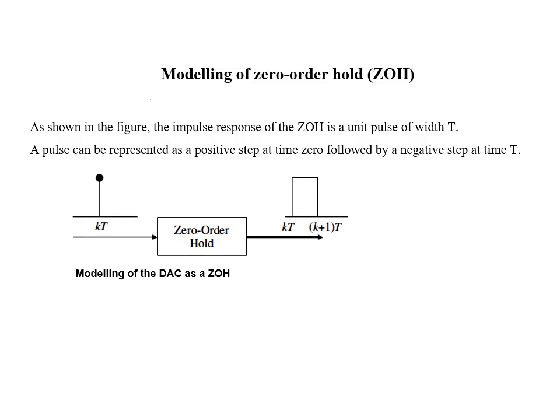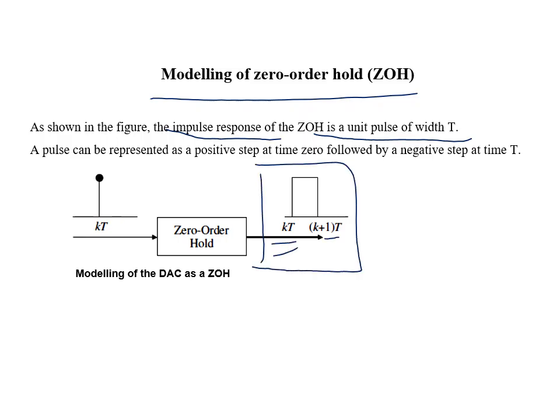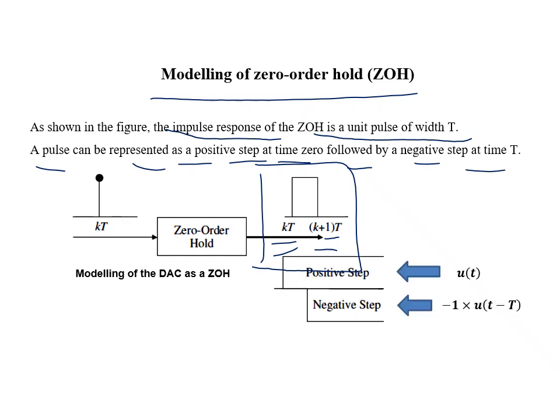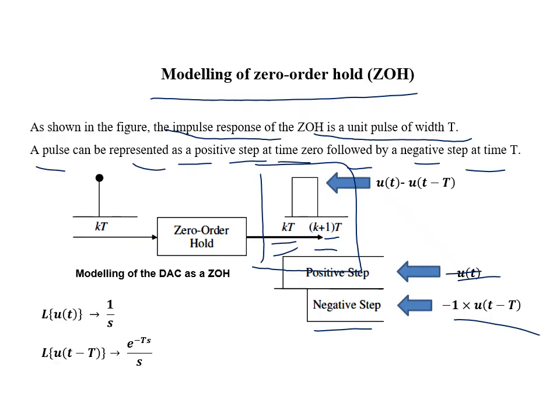Now we will see the modeling of zero order hold. The impulse response of zero order hold is a unit pulse with width T. We have a unit pulse with a width T from kT to (k plus 1)T. The pulse can be represented by a positive step at zero time, followed by a negative step at time T. We can represent it by a positive step at time t, followed by a negative step at time t minus T, or shifted by time T. This is a digital to analog converter, modeling of digital to analog converter as zero order hold.